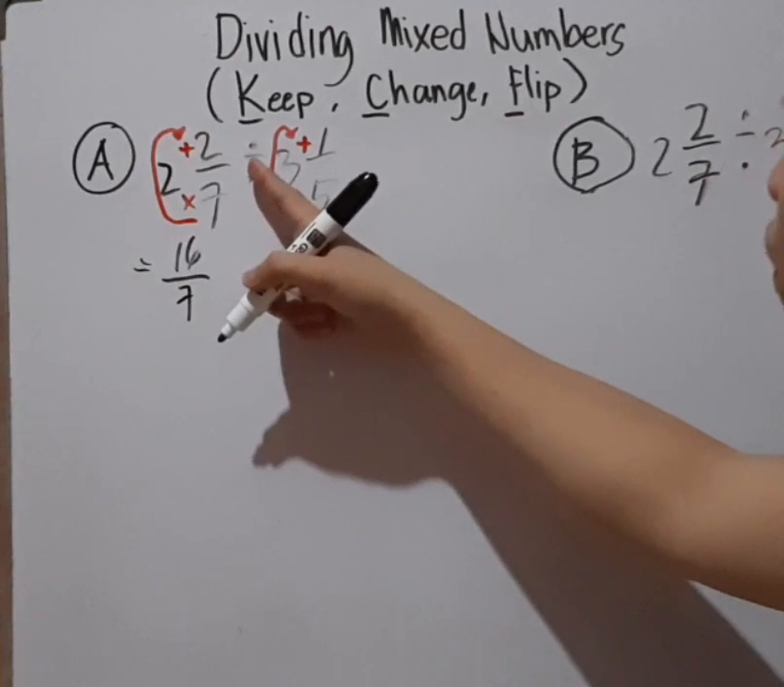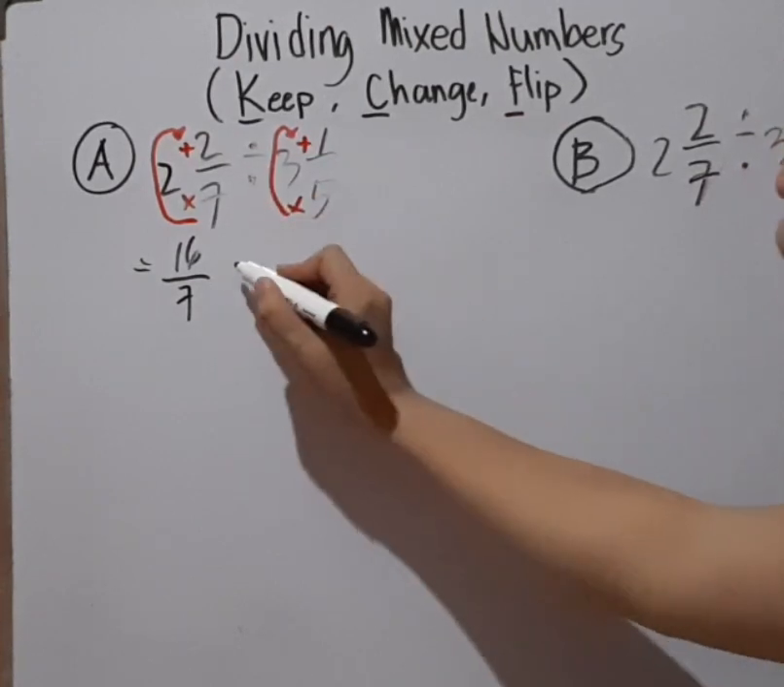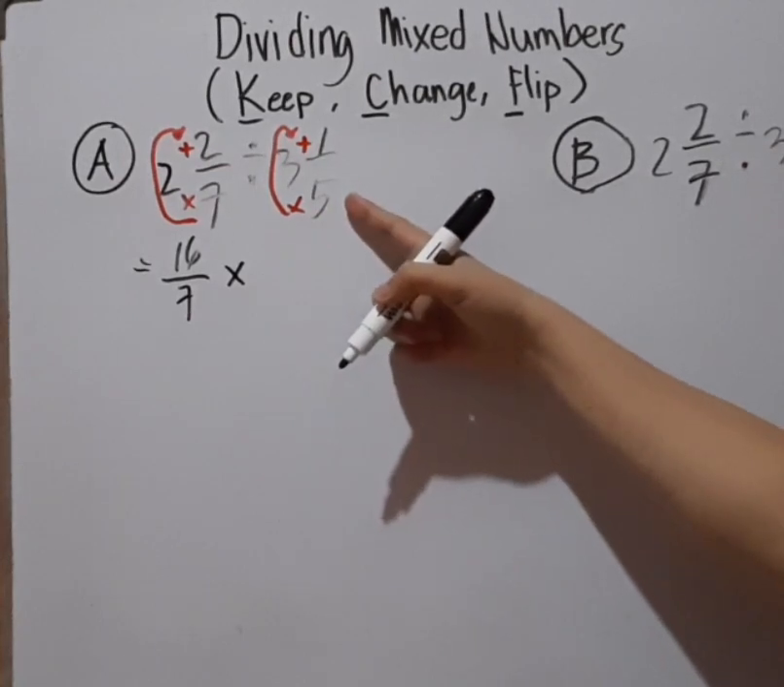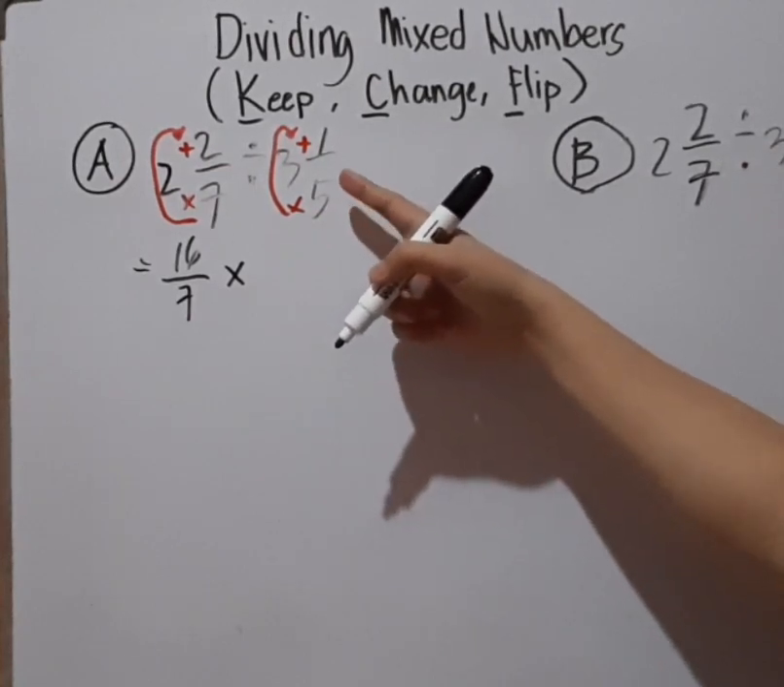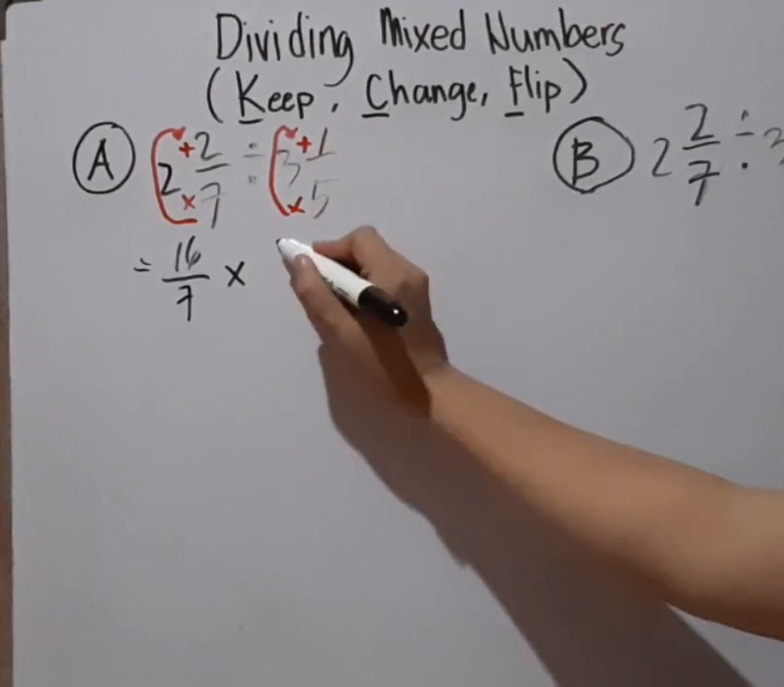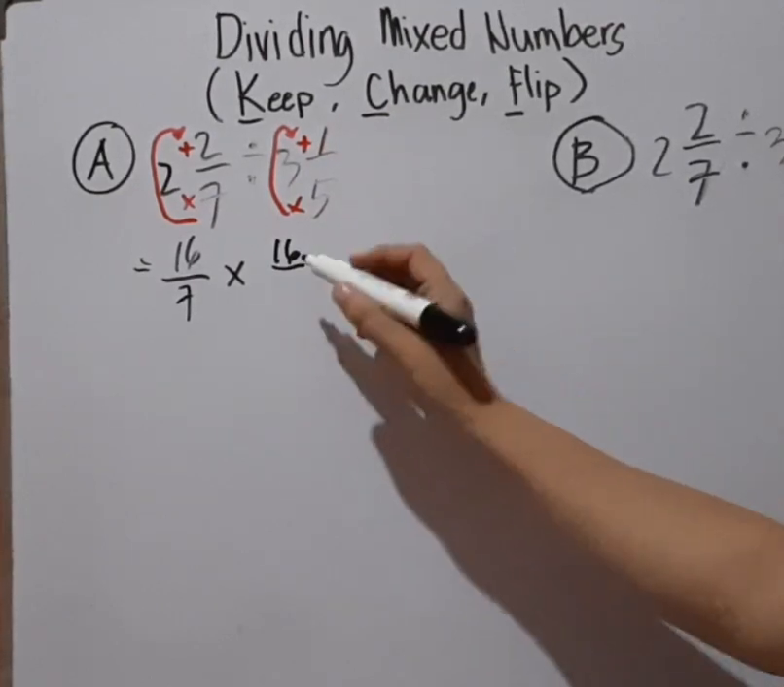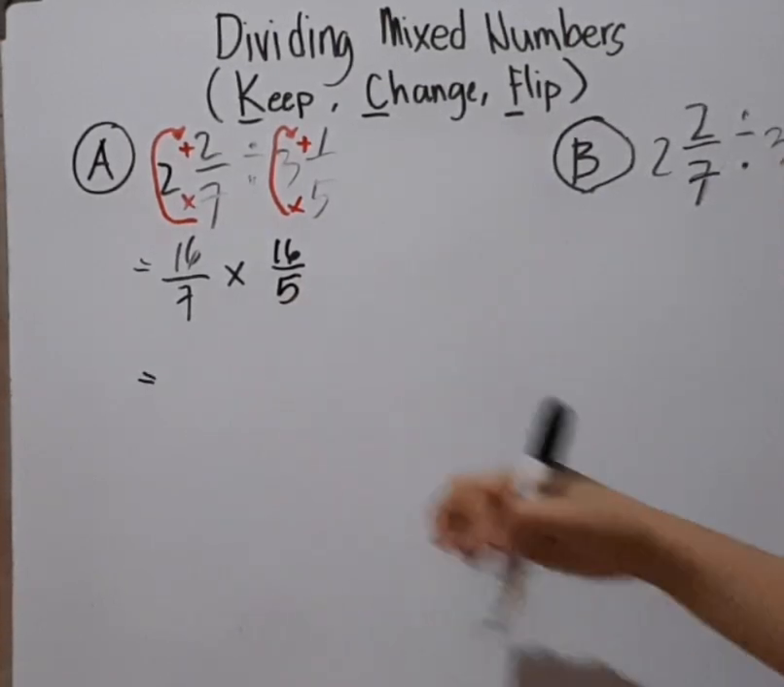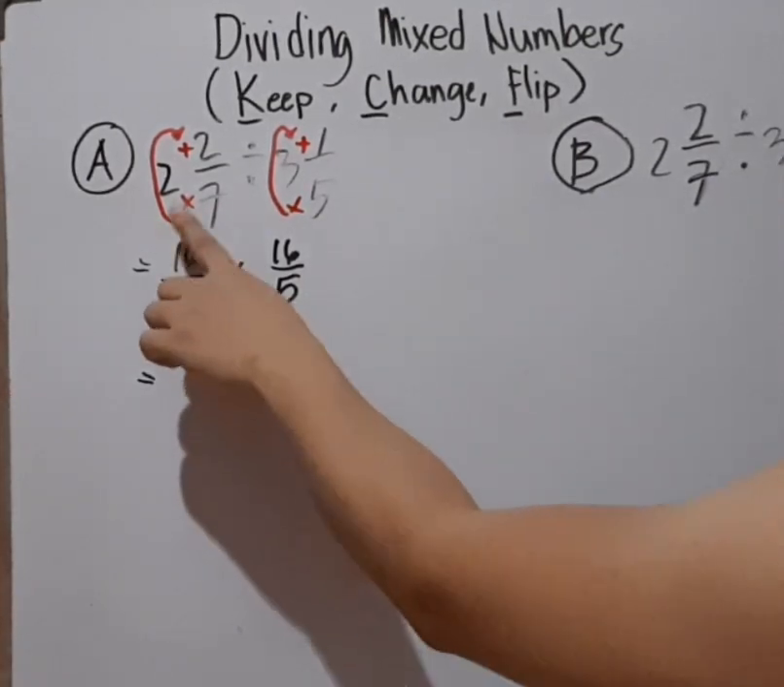And then for division, you just change the operation into multiplication. Okay? So, same pa rin. No? Change this one to improper. So, that's 15 plus 1 is 16 over, copy lang yung denominator na 5. Okay? Next thing is, you just do cross multiplication.